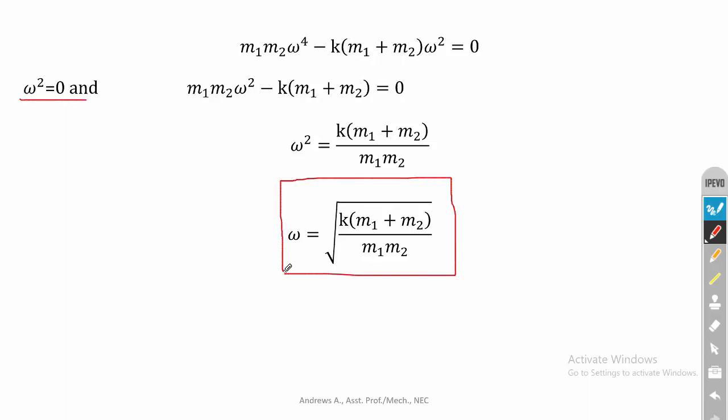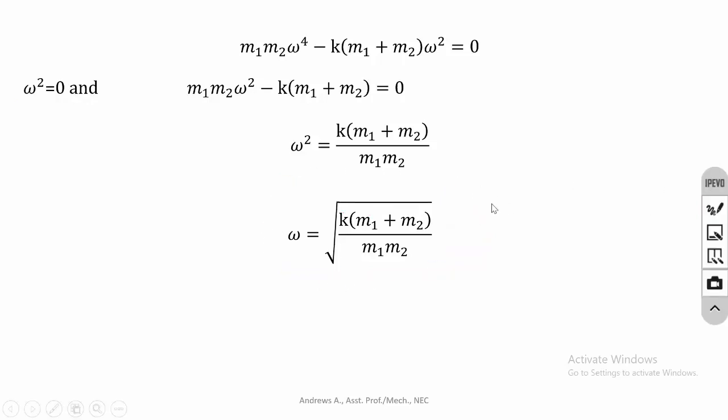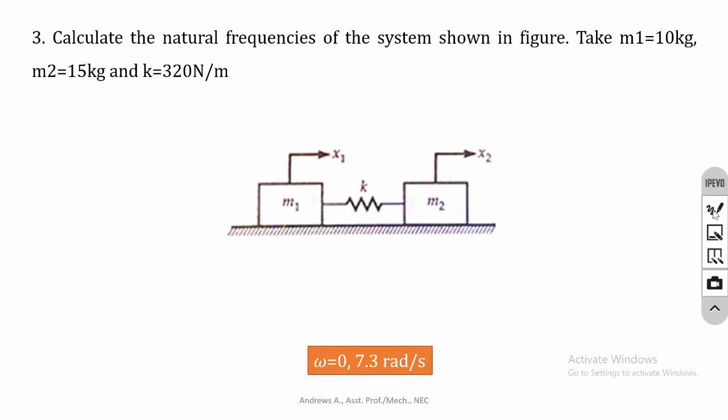So only after calculation of omega, then you can substitute the value. So you just calculate up to omega is equal to root of k into (m1 plus m2) divided by m1 m2. So further in this equation, you can substitute the value of k, m1 and m2. Okay, so that you can verify your solution. So that is how you have to approach the problems on semi-definite system. And the answer is omega 1 is 0 and omega 2 is 7.3 radian per second.